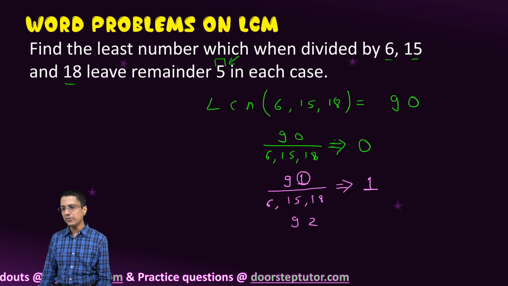So this extra 5 would be reflected in the remainder as well. This number comes out to be 95, and 95 is divided by each of these numbers. This 5 which we added to the LCM just reflects as the remainder. So that is again the key trick in this question. Now let's move on to the very next question.